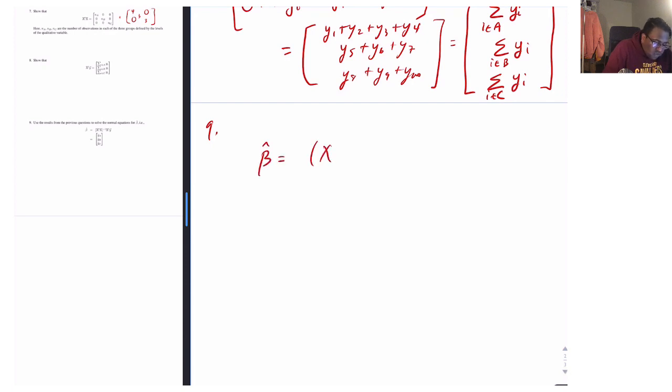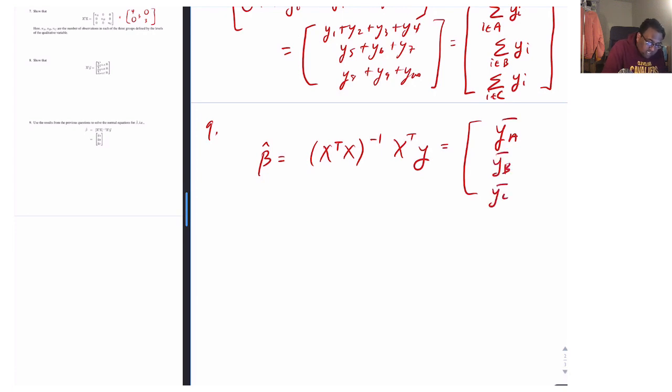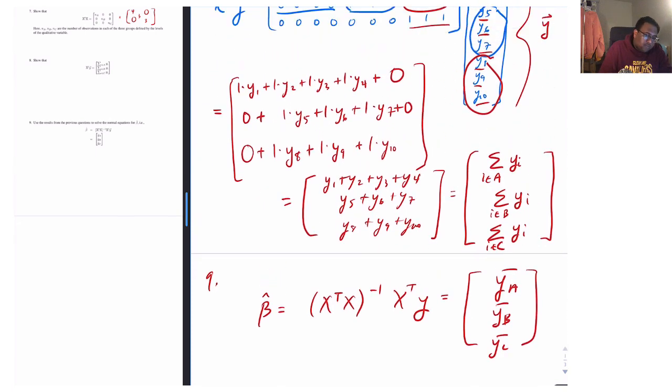We want to use the normal equations, which as we looked at earlier in this video, the solution for beta hat is X transpose X inverse X transpose Y. What we want to do is show that in our case, this is equal to YA bar, YB bar, and YC bar, i.e. the average Y value when the class is equal to A, the average Y value when the class is equal to B, and the average Y value when the class is equal to C. And so we don't need to work from scratch.